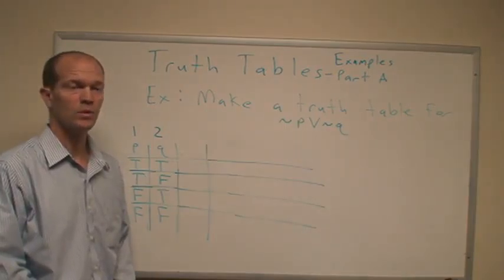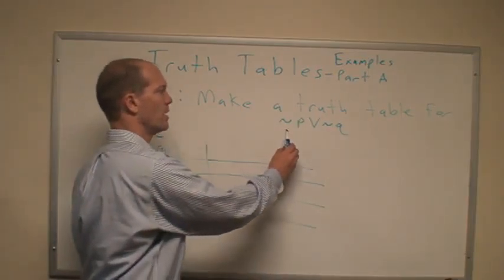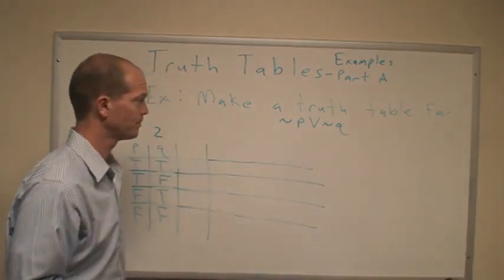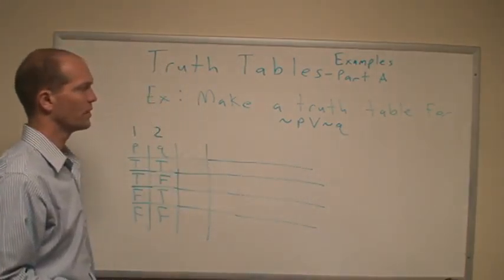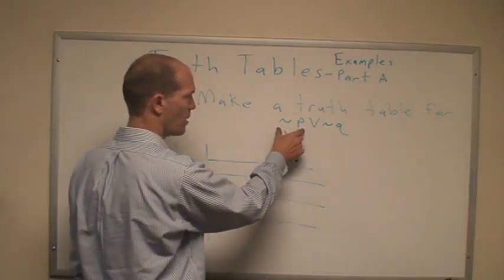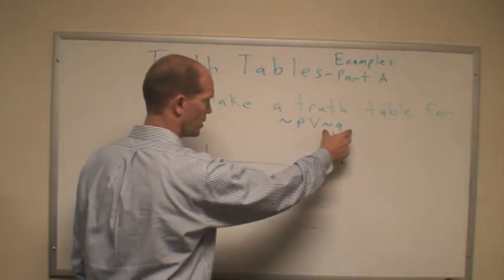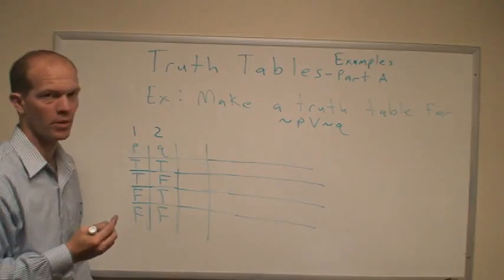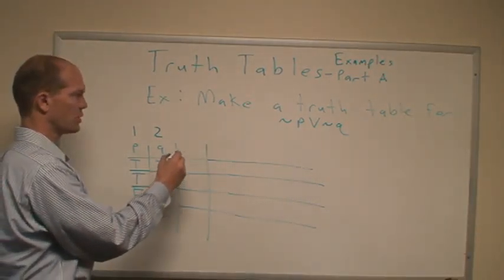In this next example, I want to make a truth table for not P or not Q. Looking at that entire thing, you'll notice I have a not P and a not Q, but I don't have those yet on my truth table. So let's put those in.